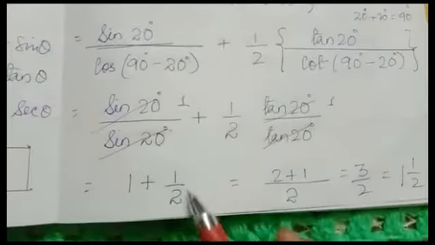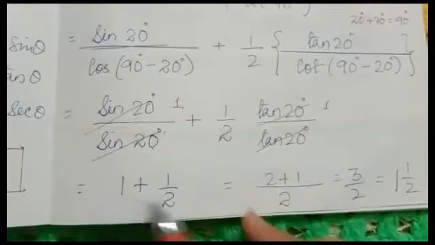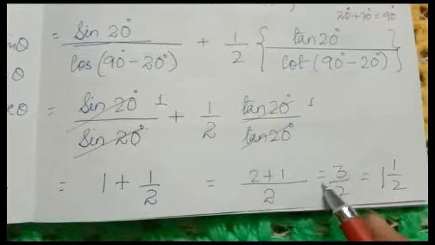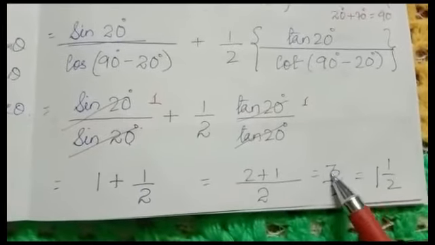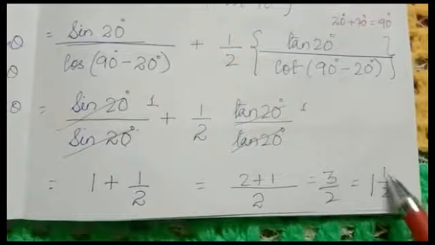So, 1 plus 1 by 2: you take the LCM. 2 plus 1 by 2 is equal to 3 by 2. Improper fraction, convert into mixed fraction. 1 and 1 by 2 is your answer.